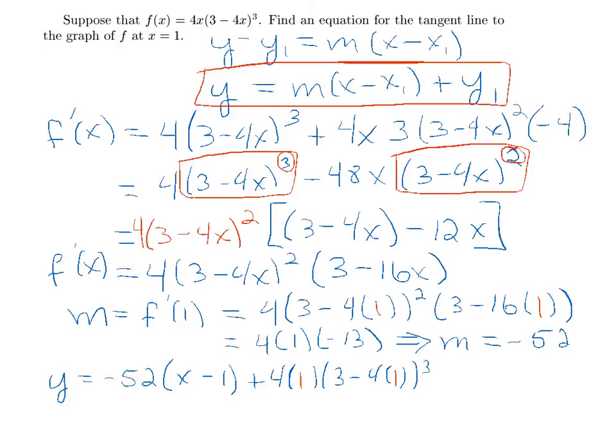And if you want to simplify that, you certainly can by just hopefully doing some simple arithmetic. So we have 3 minus 4, which is minus 1 cubed, and that gives us a minus 1, and so that gives us a minus 4. And we can simplify this further and put it into point-slope formula, but this is a perfectly reasonable solution to our problem. All right, good luck.